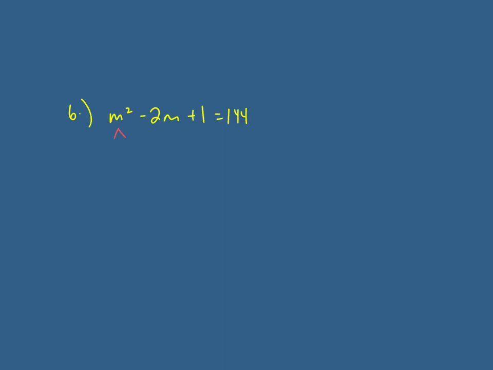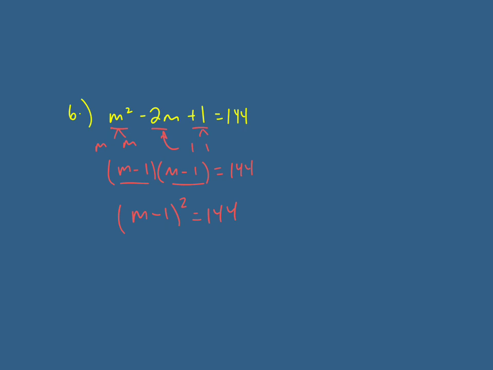6. Once again, it's a perfect square trinomial. The left side has 3 terms. 1, 2, 3. Begins with a perfect square. M squared is perfect. 1 is perfect, and it works out because it factors into m minus 1, m minus 1. Since those match, I get to write it as m minus 1 squared equals 144.